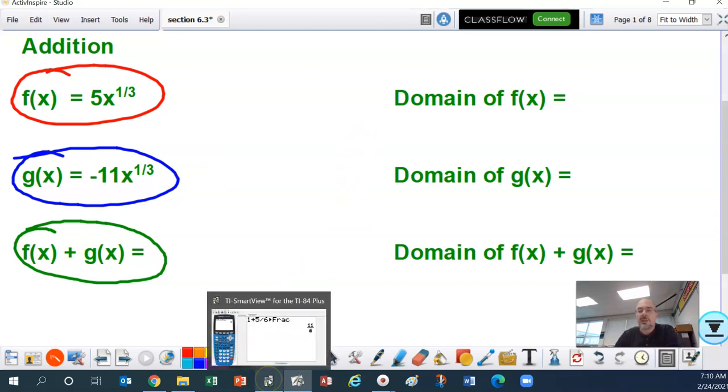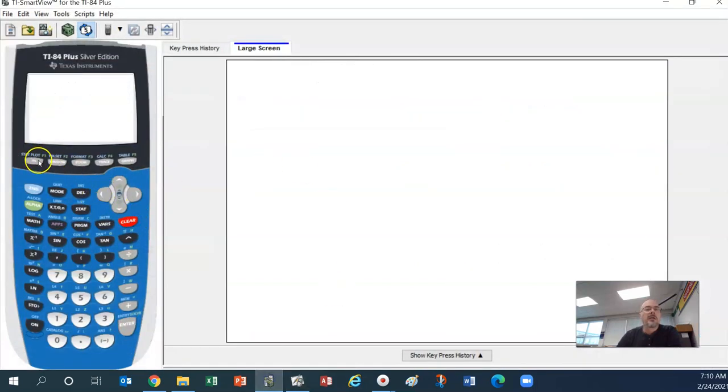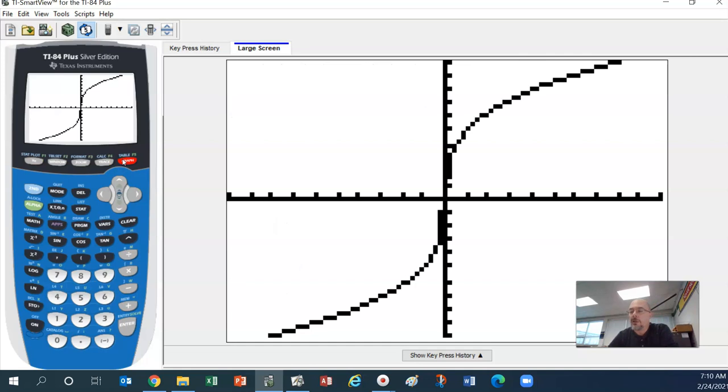So we're going to use the calculator to kind of visualize this. All right, here we go. I'm going to type in 5x to the 1/3 power, which I already have there. I'm going to hit the graph button and look at the graph. Okay, it makes this kind of cool little curve. It looks like there are no breaks in that graph at all.